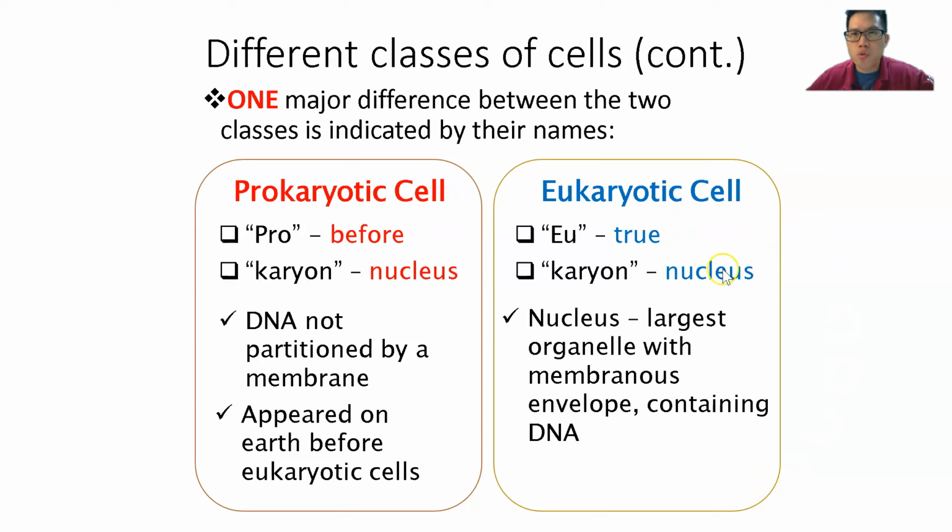Eu means true, karyon means nucleus, so they have a nucleus. In the eukaryotic cell, the nucleus is the largest organelle with a membranous envelope that contains the DNA. The DNA is the genetic material in the cells, very important, and it is separated away from other types of organelles in eukaryotes. Let's look at the prokaryotic cell first.